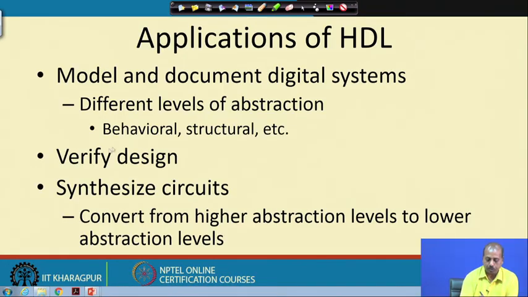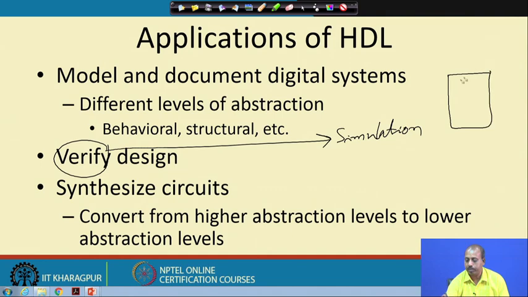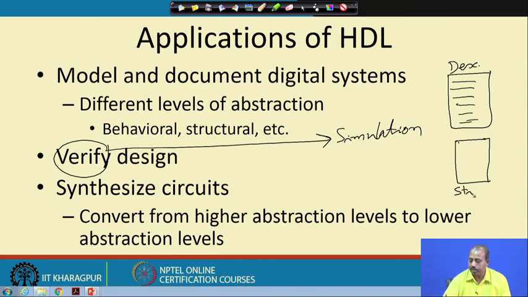When I say I want to verify, there can be two approaches. One approach is via simulation. Simulation means you have got a description of a system. Once I have described my circuit in terms of some language, this is the description, and we have some expected behavior of the circuit, and for that we design something called a stimulus.